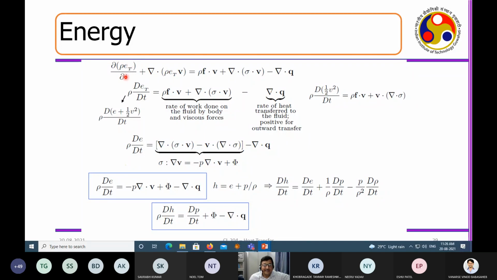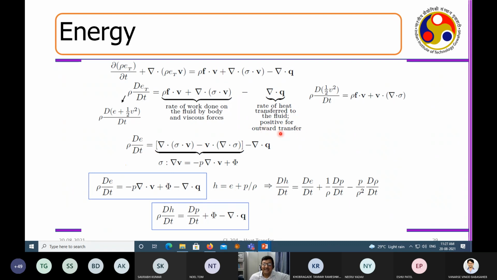Now, you can very simply see that if I arrange them properly, this is the local, this is the convective, this is the work done by the body forces, this is the work done by the surface forces, this is the total rate of work done, because dt is always there at the bottom. Rate of work done by the fluid body and surface forces, and this is the rate of heat transfer to the fluid, positive for an outward transfer, right?